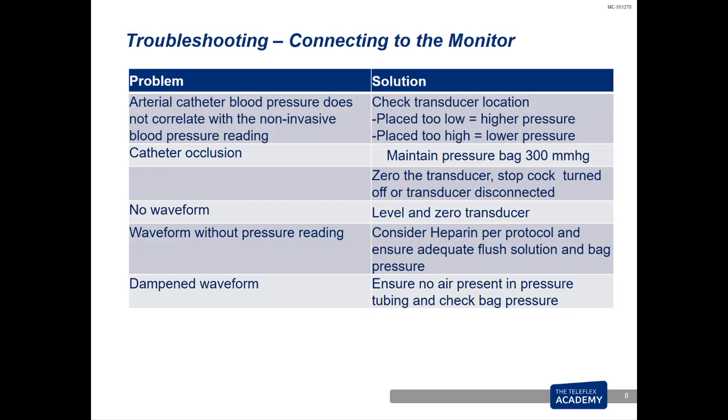So let's just review some troubleshooting related to connecting to the monitor. From an arterial catheter, the blood pressure is expected to use one blood pressure or another. I'm going to give you an example. If you have a patient that's critically ill in the ICU and they have an arterial catheter indwelling in their radial artery and they have a good waveform with great blood return, you're going to use the arterial catheter that's indwelling for your blood pressure measurements.